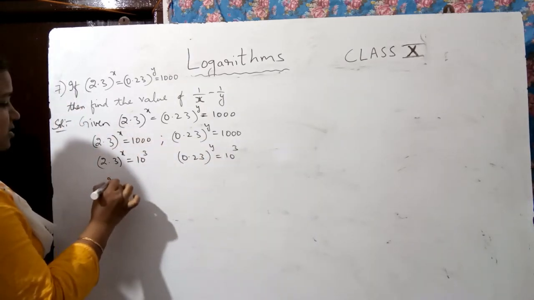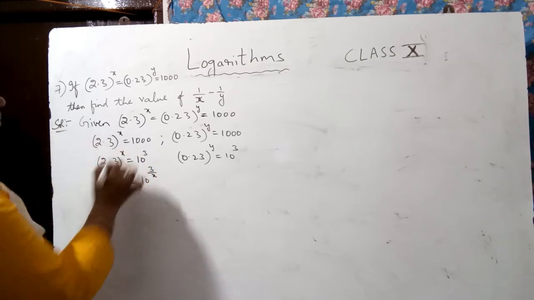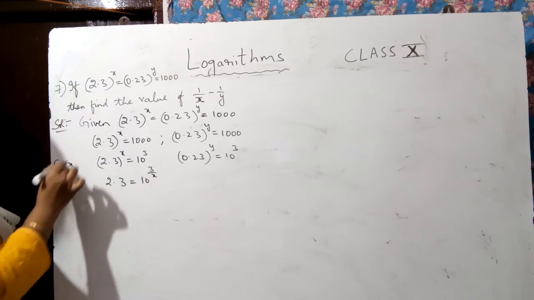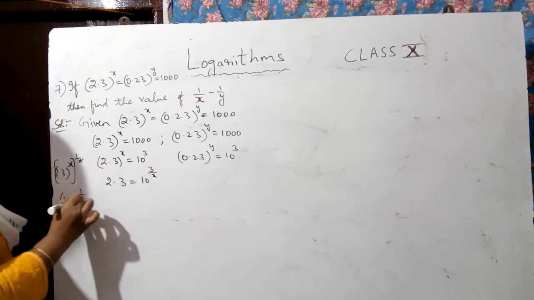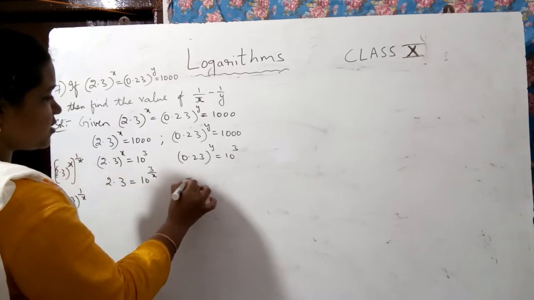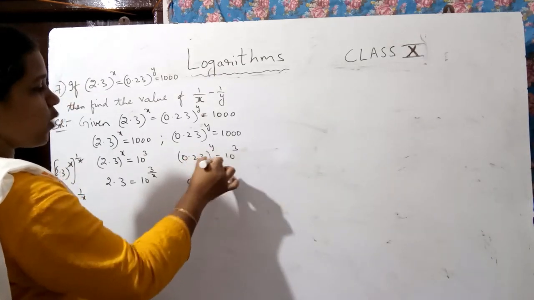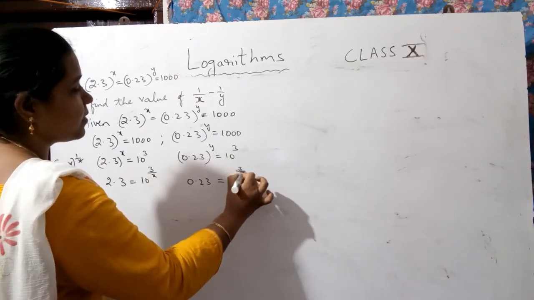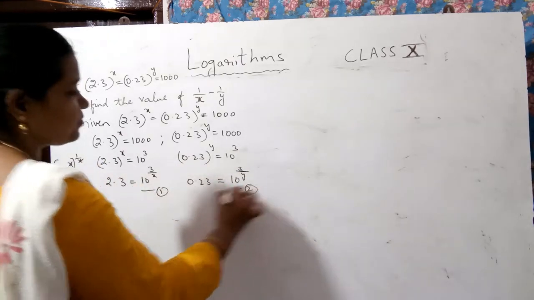Then similarly you can write from this 2.3 is equal to 10 power 3 by x. That is, if I raise to the power 1 by x both sides, 2.3 power x whole power 1 by x, x gets cancelled, and 10 cube power 1 by x. So 3 into 1 by x is 3 by x. Similarly, I will get here 0.23 is equal to 10 power 3 by y. If I raise to the power of 1 by y, y gets cancelled. So here 3 into 1 by y is 3 by y. Okay, so we got this. Mark it as 1, mark this one as 2.